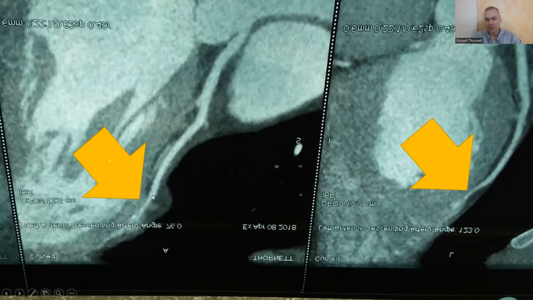So I'm not even sure. I haven't had a CT scan since my operation, and I'd like to. This is before the operation. I'd like to see, but you could see, and it's another good point.